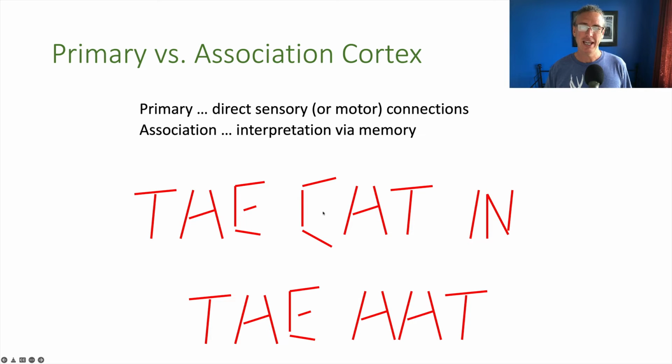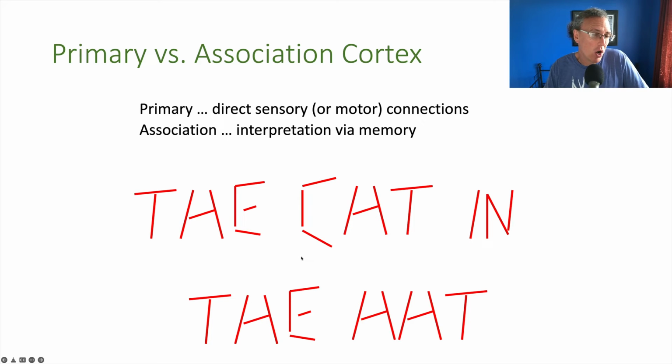So when you look at this, my suspicion is you look at it and you almost immediately see the cat in the hat. You recognize this phrase. You recognize each of the words within that phrase. You've seen the cat in the hat before. You've seen all of these words before. But here's the important part I want you to realize.